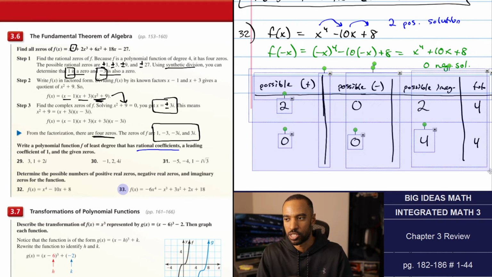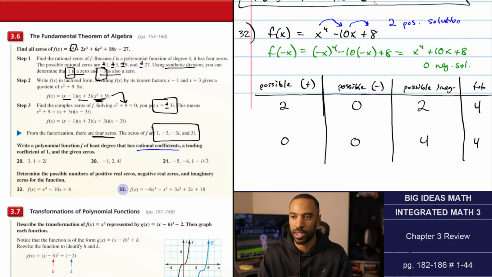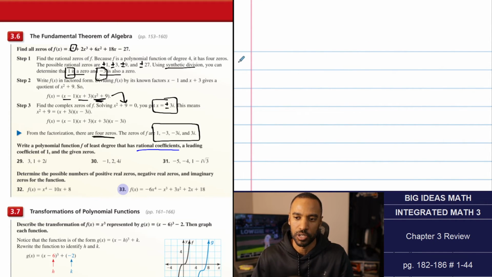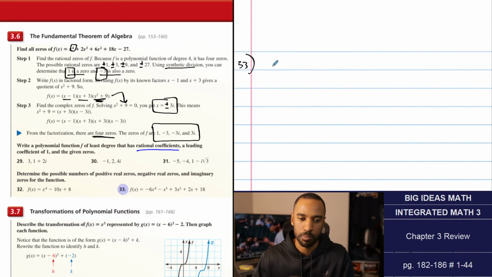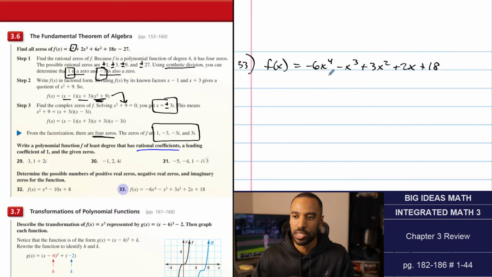All right, let me copy this table here because I'm going to use it on the next page as we go to number 33 and address the same kind of question. And again, we're not solving, we're just listing possibilities. So on this one, we have negative 6x to the 4th minus x cubed plus 3x squared plus 2x plus 18. Now, as you could tell, we also care about f of negative x.